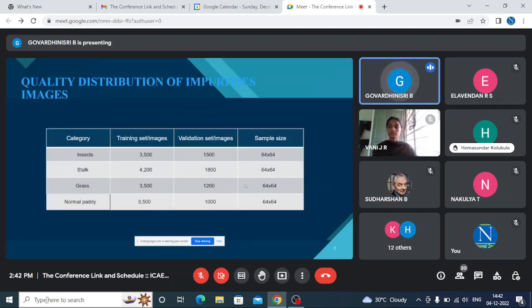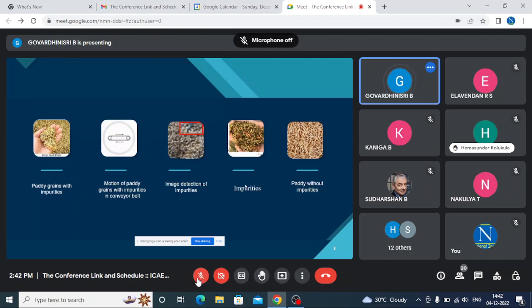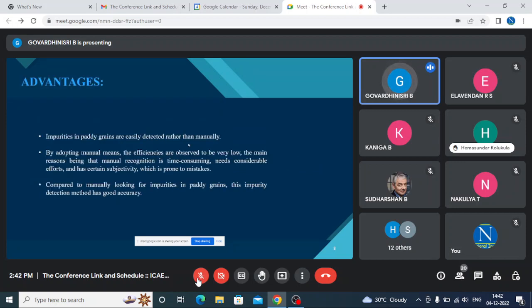This is the dataset for the training set and the validation set. This is the paddy grains with impurity images. Then this is the motion of paddy grains with impurities on the conveyor belt. This is the image detection of impurities. Then impurities, paddy without impurities. The main advantage compared to manual looking is that the impurity detection method has good accuracy in detecting impurities in paddy grains.